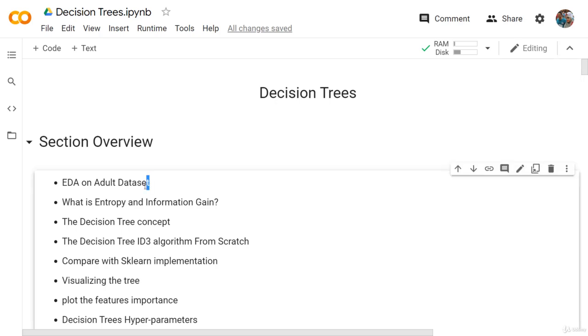First, we are going to work on a very famous dataset called the adult dataset, and we are going to perform exploratory data analysis on this dataset, very similar to what we did on the iris dataset. Okay, and then we will start understanding what are decision trees by understanding what is entropy and what is information gain, both theoretically and in terms of coding and in terms of Python code. After that, we are going to understand better the decision tree concept. So if anyone asks you what is a decision tree, you can answer this question with confidence.